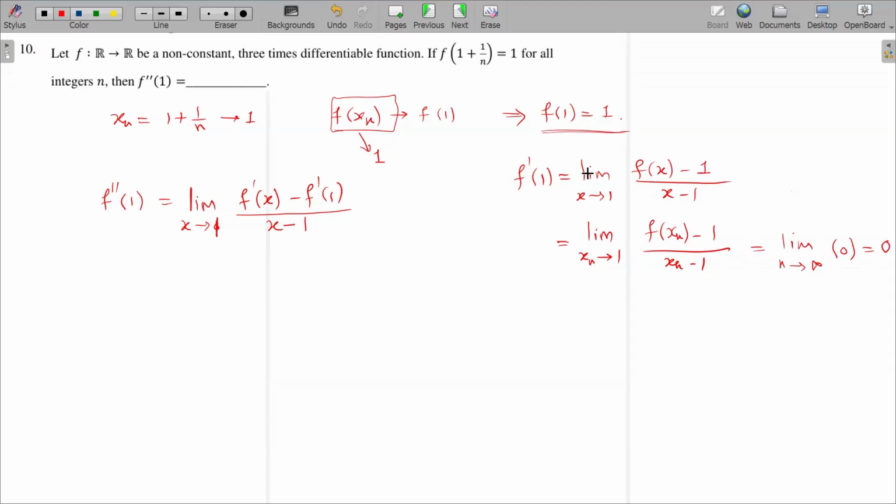I'm using the fact that the limit exists. So instead of calculating the limit directly, I'll calculate the limit along any sequence converging to 1. In particular, I am choosing this sequence, which I can because the limit exists. Now plug this in over here. So I want the limit as x goes to 1 of f.